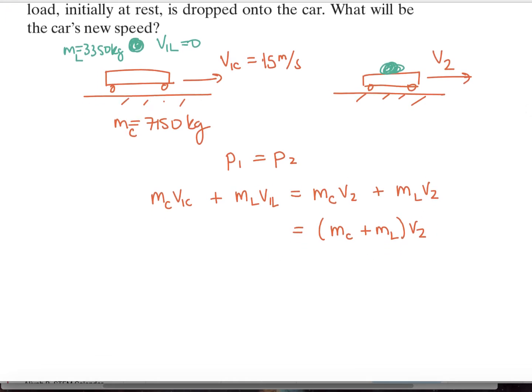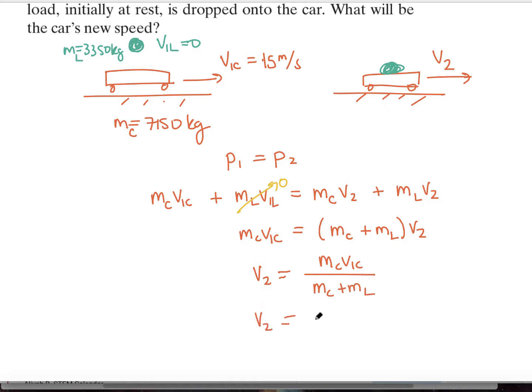Now I can go in and I can say, all right, this is 0 because my v1 for the load is 0. And so all I have is mc times its initial velocity. So what am I solving for? I'm solving for this new speed v2. So isolating v2, just to do this symbolically, we have mc times v1c over mc plus ml.